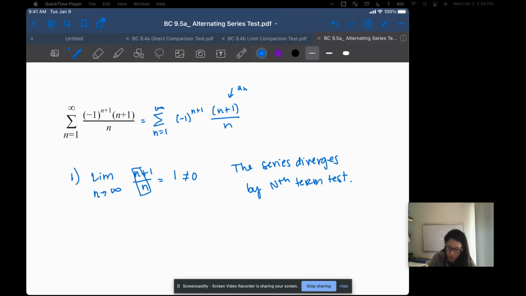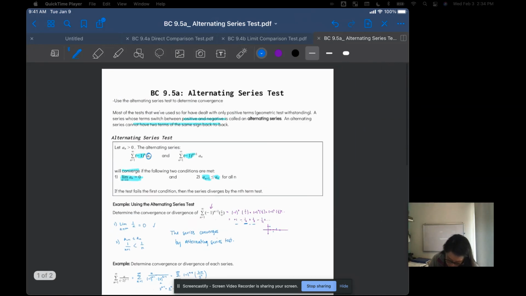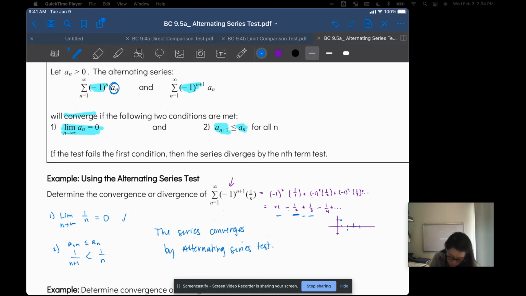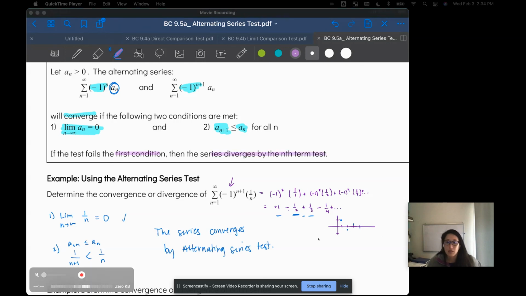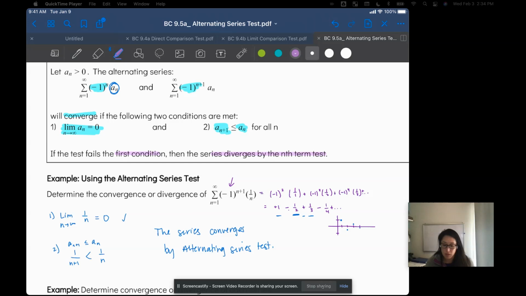Okay, so what we know is that if the first condition fails, if the limit does not equal 0, then your series diverges by the nth term test. Okay. All right, that's alternating series tests. And now we're going to look at some remainder.